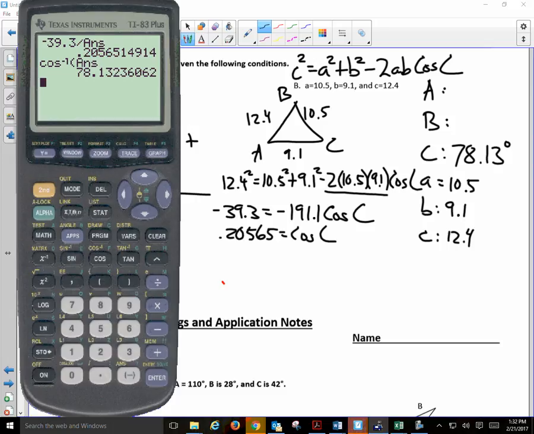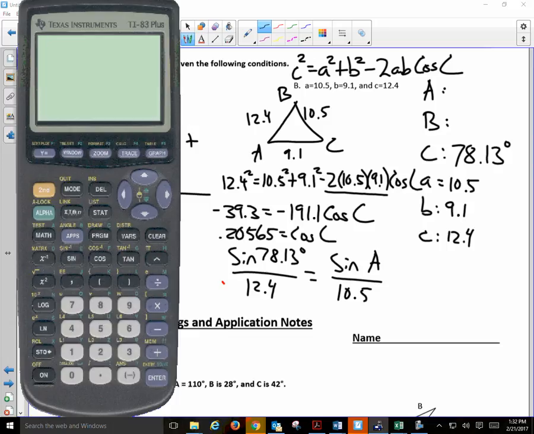How do you think I find A or B? Yep, law of sines. Sine of 78.13 divided by 12.4 is equal to sine of angle A divided by 10.5. Is there any way that A is going to be obtuse? No way, because I've already found the biggest angle. It was 78. Everything's going to be smaller than that.